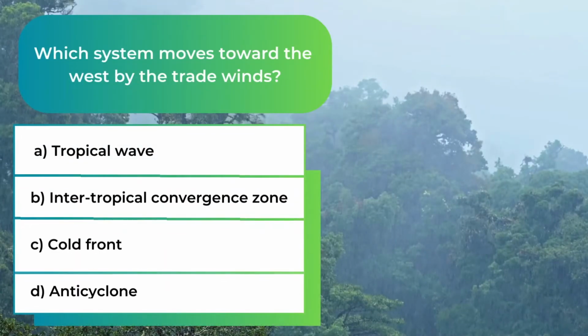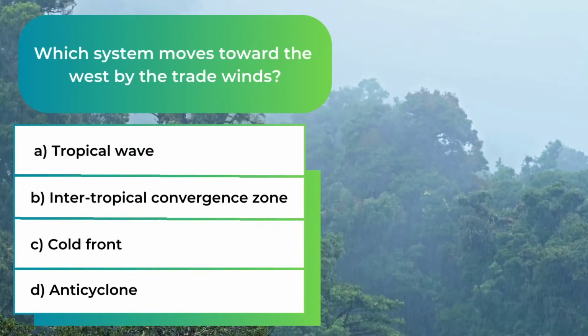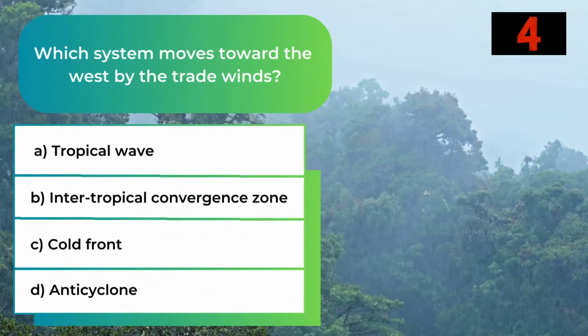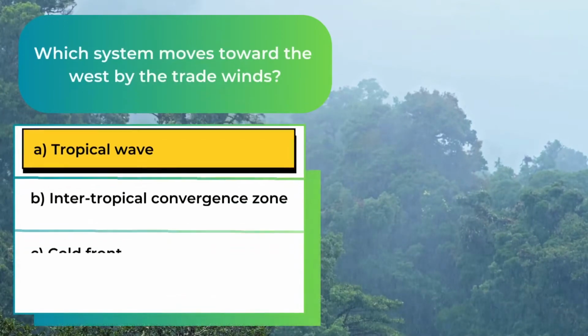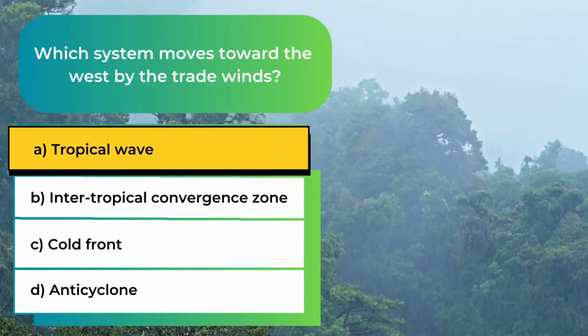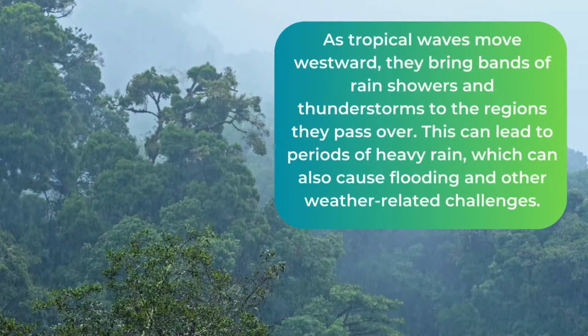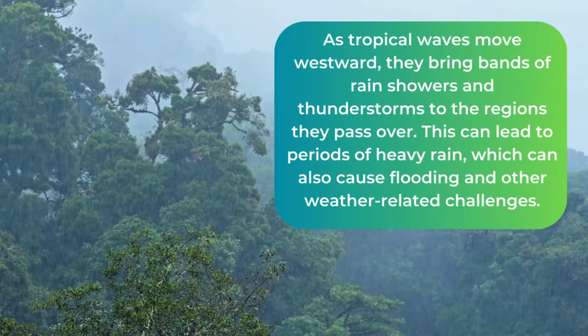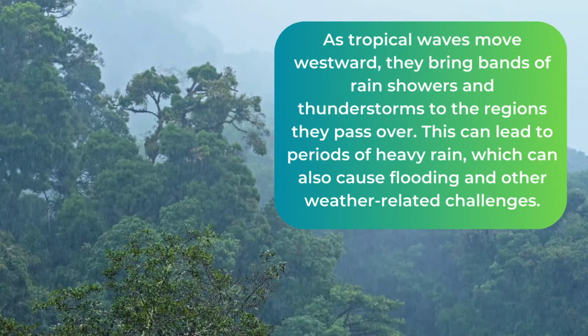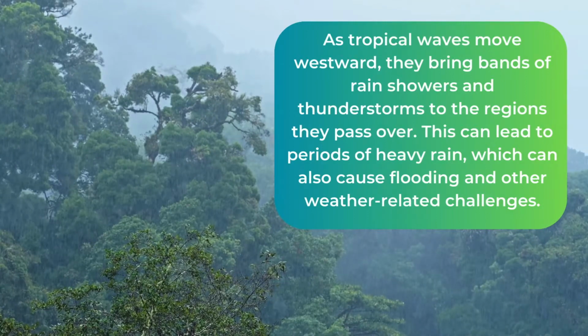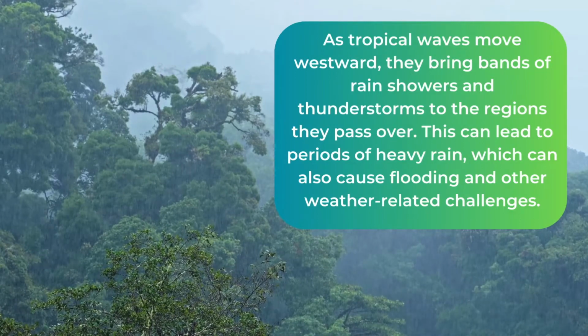Which system moves toward the west by the trade winds? The answer is A. Tropical wave. As tropical waves move westward, they bring bands of rain showers and thunderstorms to the regions they pass over. This can lead to periods of heavy rain, which can also cause flooding and other weather-related challenges.